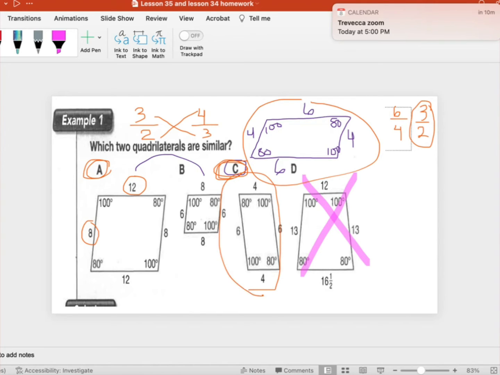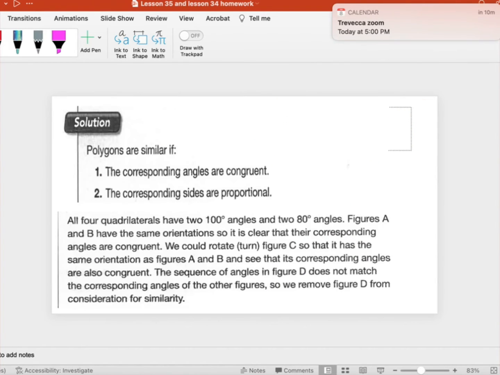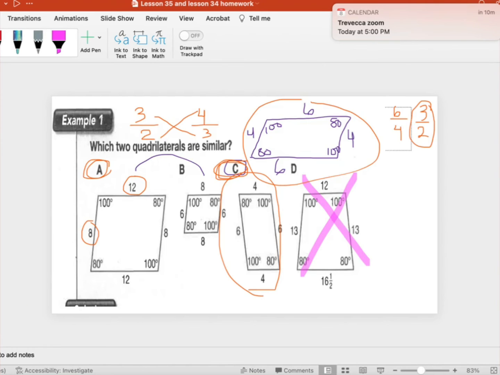There's the original C. We turned it sideways so that we would get 180, 180, 180. So we could see that the angles were all the same. Okay, so we did turn figure C so that we could see the orientation of the angles. And the sequence of angles in figure D does not match the corresponding angles of the other figures, and so we removed figure D from consideration. We crossed it out entirely, didn't we?